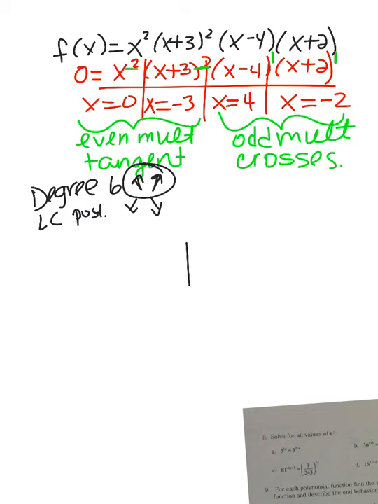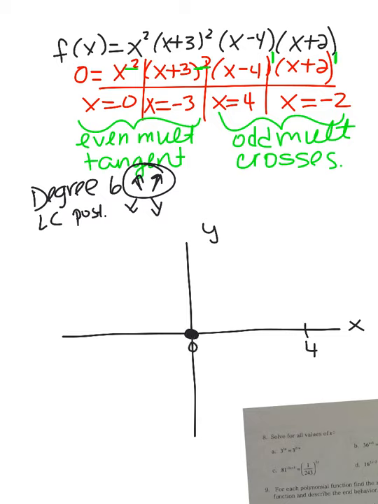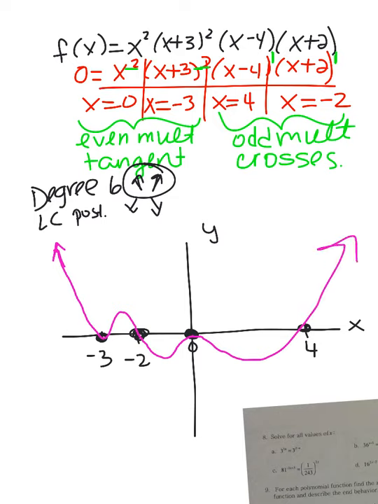All right, so let's graph this. I have x and y, and I mark 0, 4, negative 2, and negative 3. Negative 3 and 0 are tangent, and 4 and negative 2 cross. Now remember, it has to be up, up. So it's going to come down and be tangent at negative 3, because it's up, up. It's going to cross at negative 2, be tangent at 0, and then cross at 4, and then go up, up.